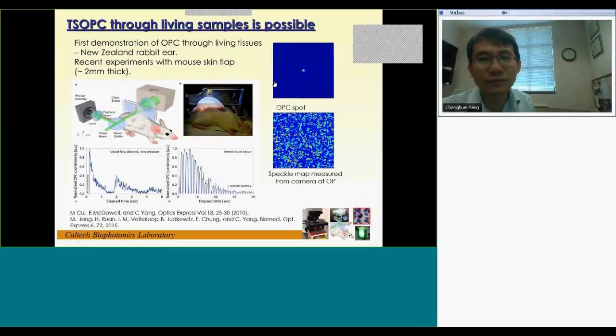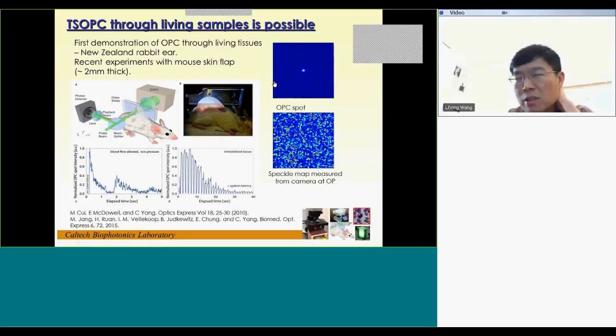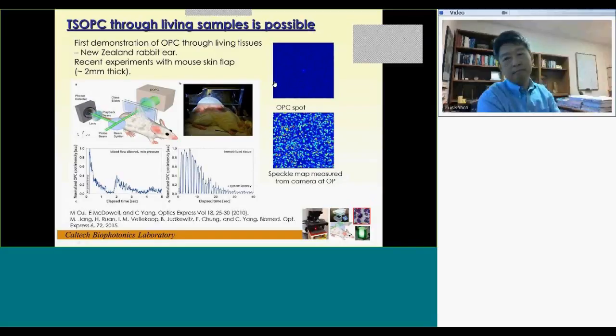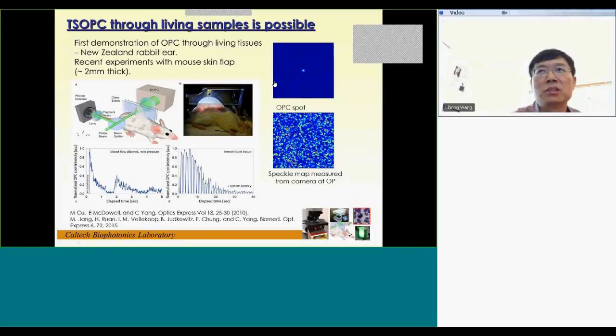Right, right. So some time ago we observed two time constants for speckle correlation. One drops like a rock, that's really fast, probably related to blood motion.